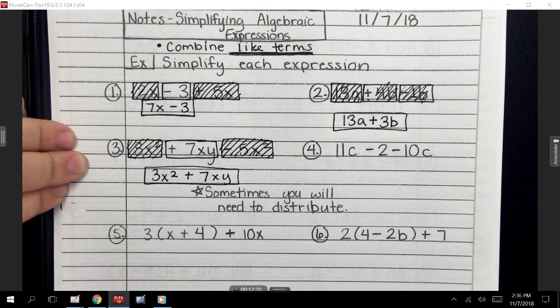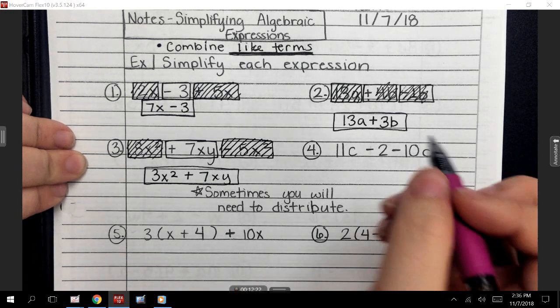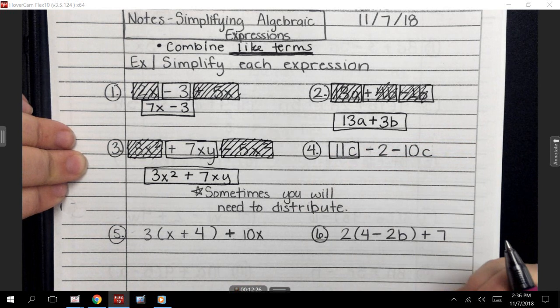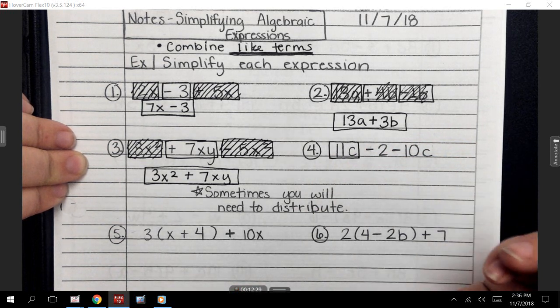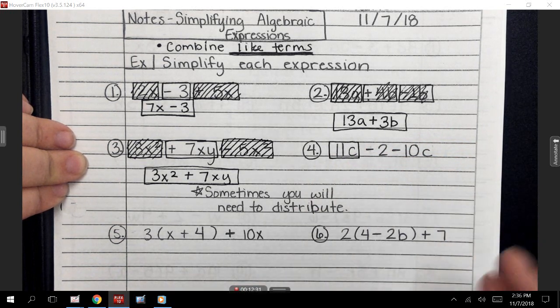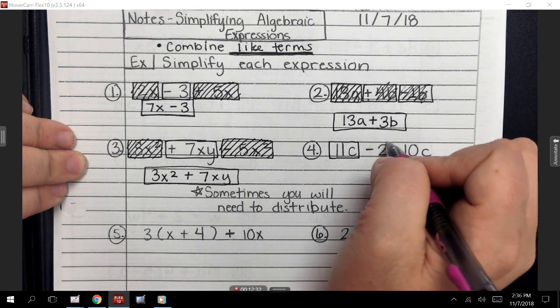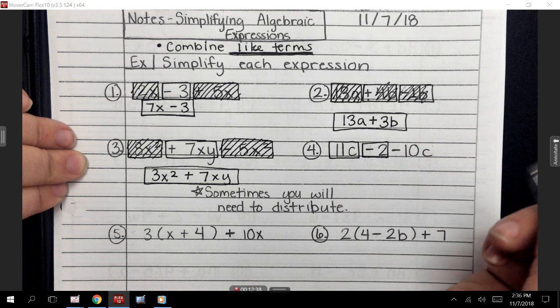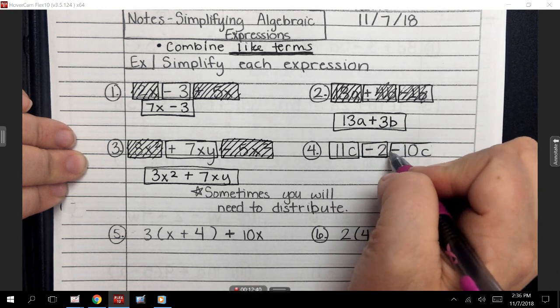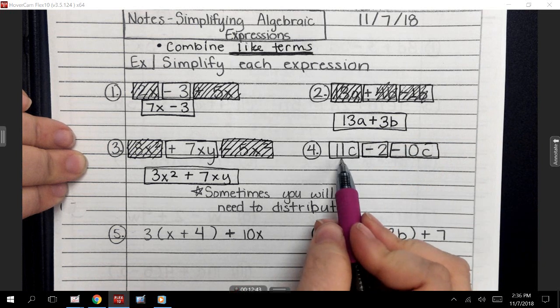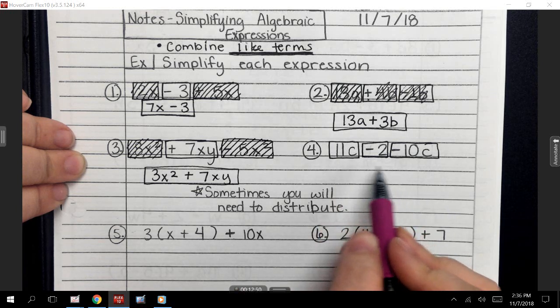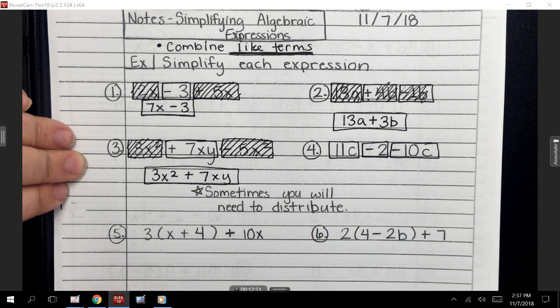Let's look at number 4. What's the first thing I'm going to circle? Aaron. 11c. What am I going to circle next, Brandon? Minus 2. What am I going to circle next, Juan Carlos? Minus 10c. All right. I'm starting with the 11c. Is there anything that matches with that? Dylan? 10c.